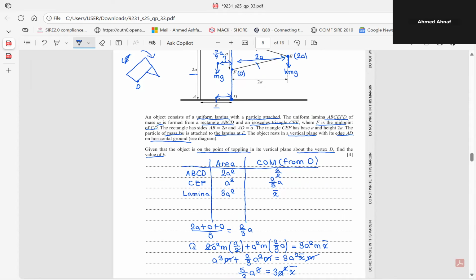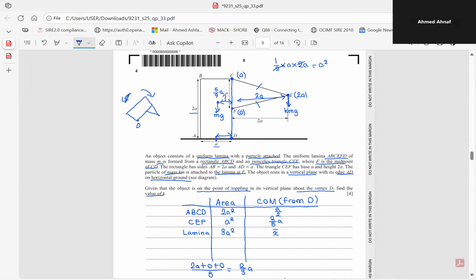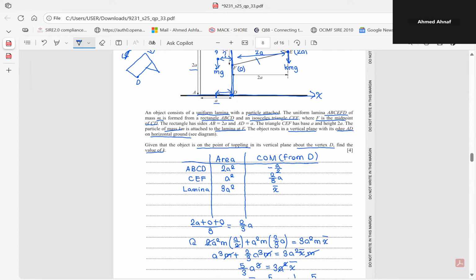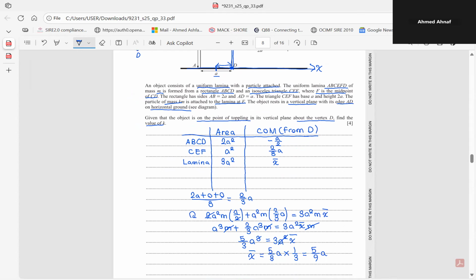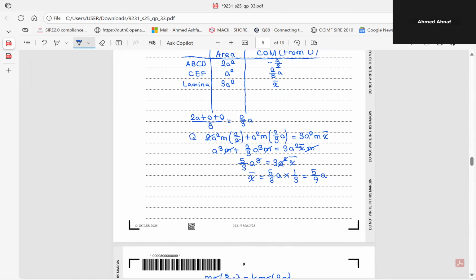Okay, sorry everyone. One thing I forgot to mention is you have to set this to be your y-axis and this to be your x-axis. So any distance in here would be positive and any distance here would be negative. Or you can also switch around, but you have to be consistent, okay? So the x-coordinate of D is actually supposed to be minus a over 2, okay? So this is minus a over 2.